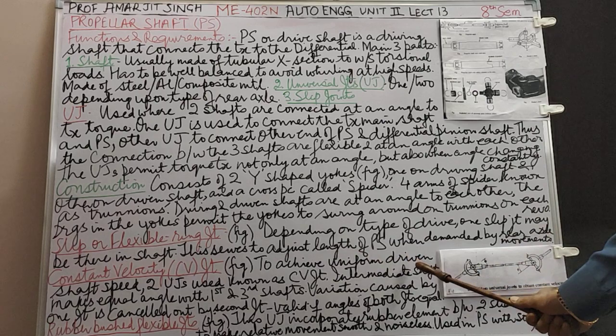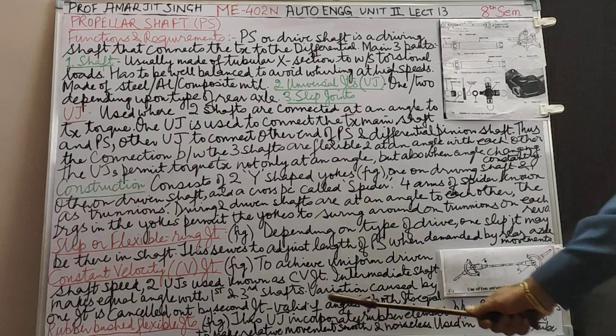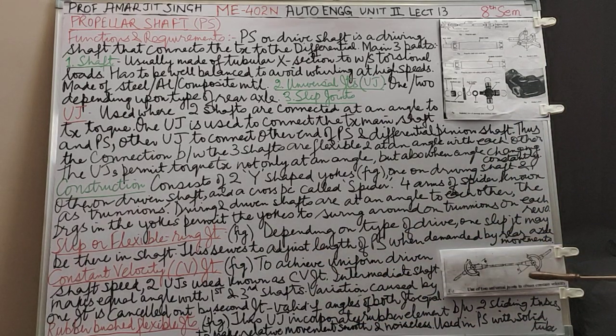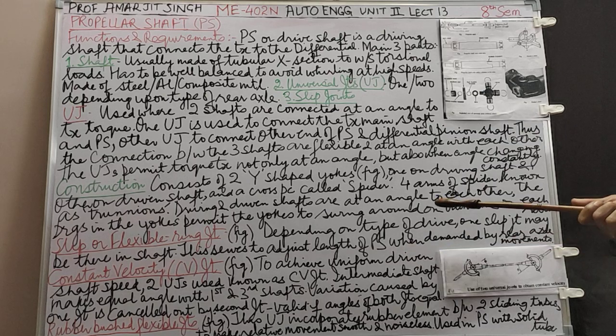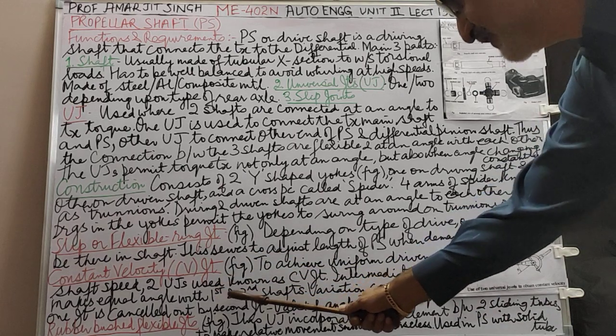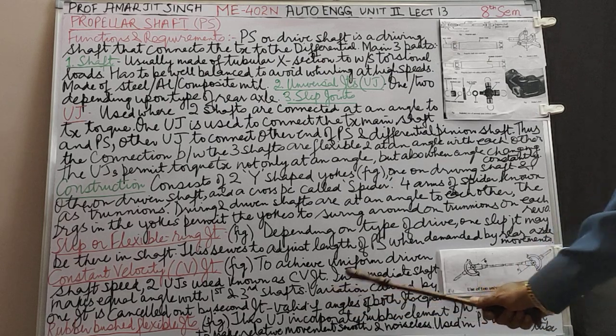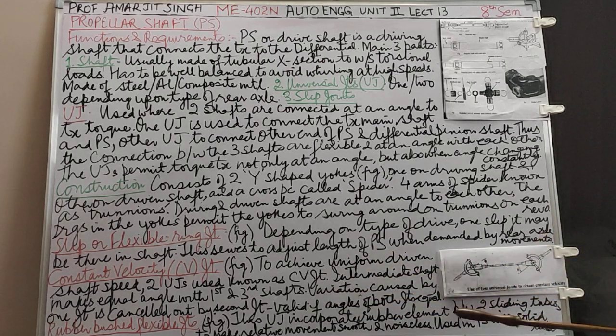To achieve uniform driven shaft speed, two universal joints are used, known as a CV joint, constant velocity joint. Two UJs become a constant velocity joint. The intermediate shaft, in this case the propeller shaft, this is an illustration. The intermediate shaft makes equal angles with the first and third shafts. Angle theta is shown clearly here. This is the first, second, third shaft. This is just to explain, very simple, so that you understand.